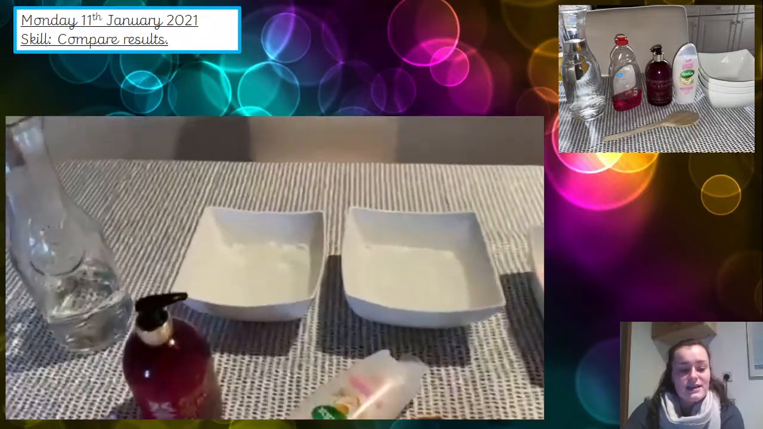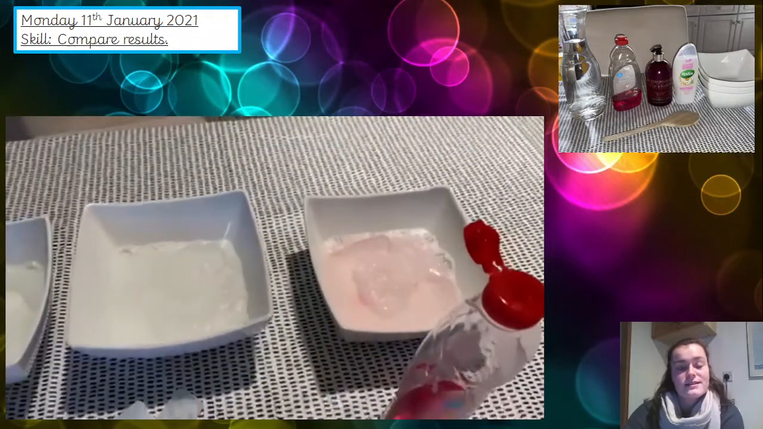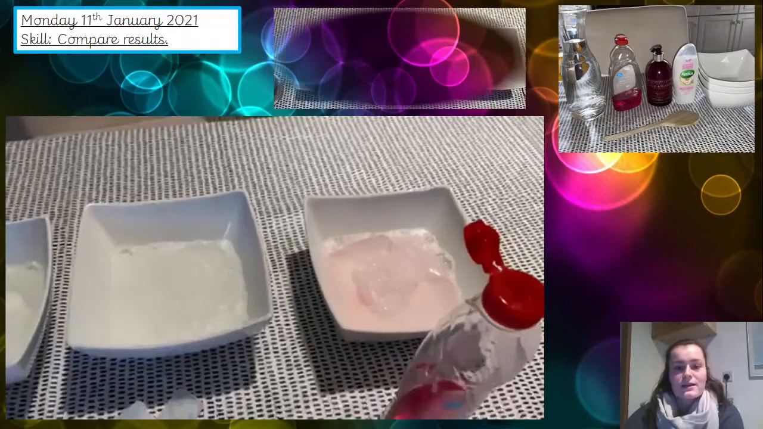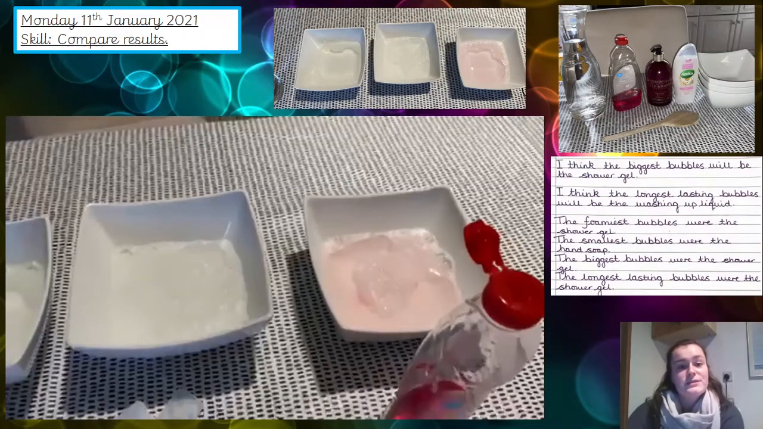So you can take your book where you had your predictions and you wrote the beginning of your sentences for your results, and you can start to answer them. You might want to have a discussion about this and give it a couple of minutes to see which ones do the best. And then I left it for about 10 minutes. I left the 3 bowls for about 10 minutes, and I came back and I had a look at which bubbles had lasted the longest to complete my final result. And then I just compared my results to my predictions to see if I'd got any right.